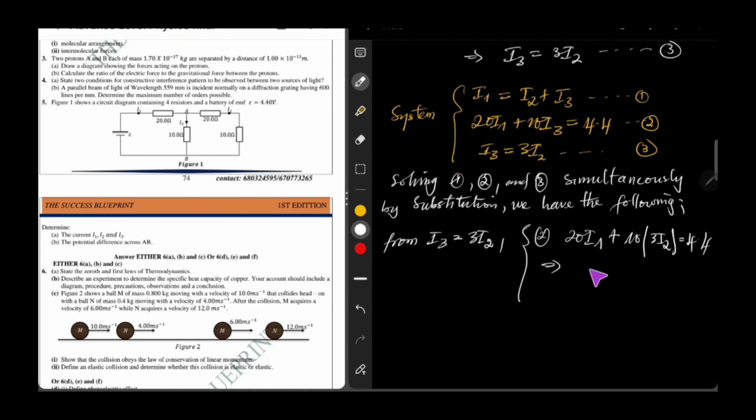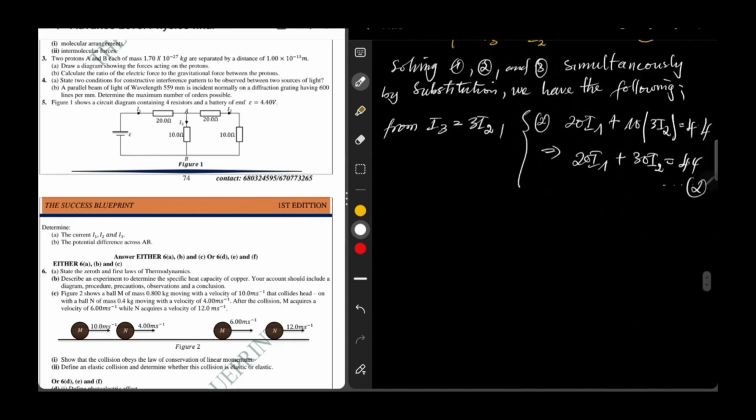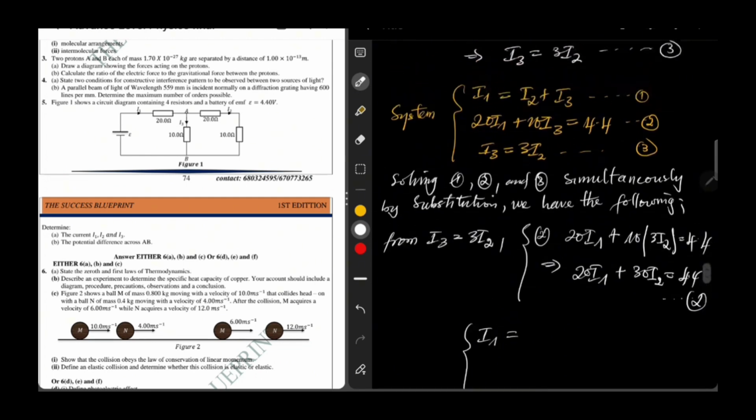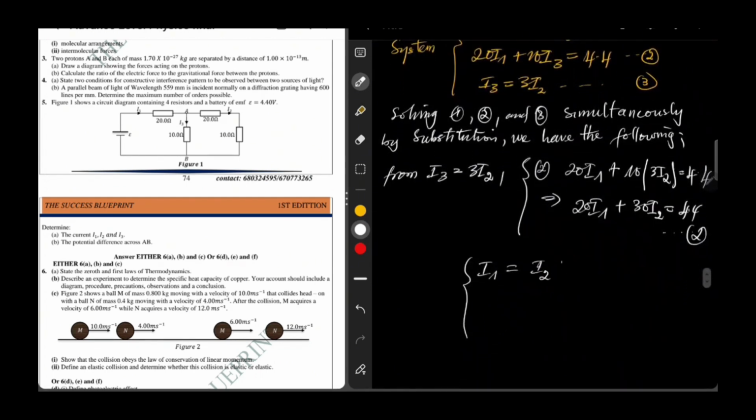Which means that I'll have 20 I1 plus 10 times 3 I2, which is 30 I2, equal to 4.4. I call this my equation alpha. Similarly, putting I3 equals 3 I2 in equation 1, we are going to have I1 equal to I2 plus 3 I2, which is the same as 4 I2. I call this one beta.